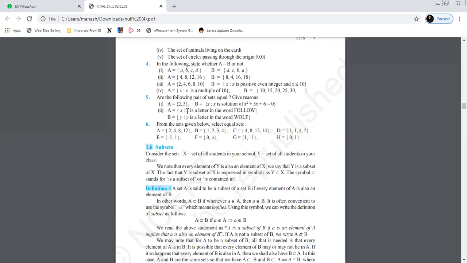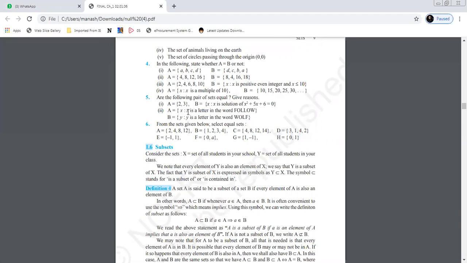No, it is not equal, because the elements of B are minus 2 and minus 3, and the elements of A are 2 and 3. So these two are not equal. Okay, now tell me, what is the next one?